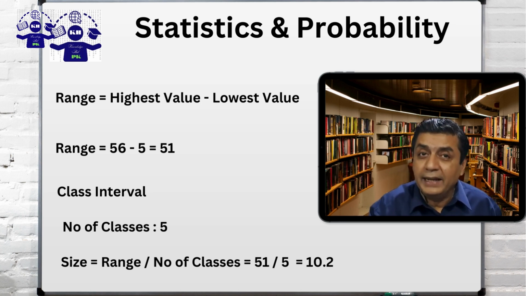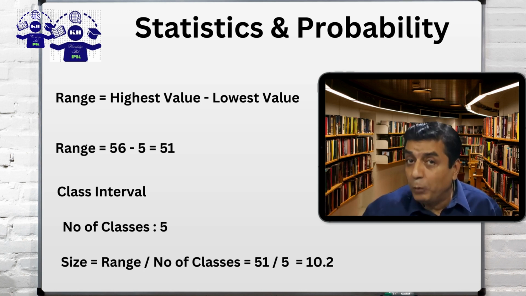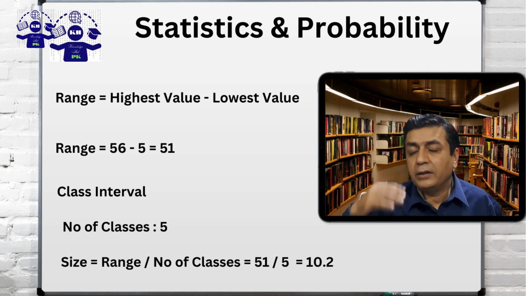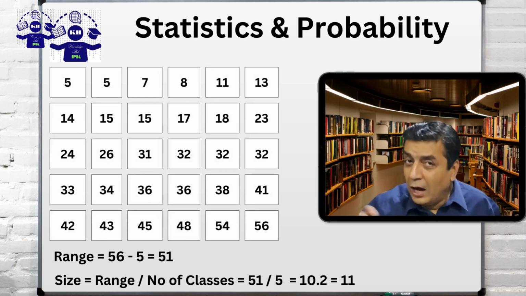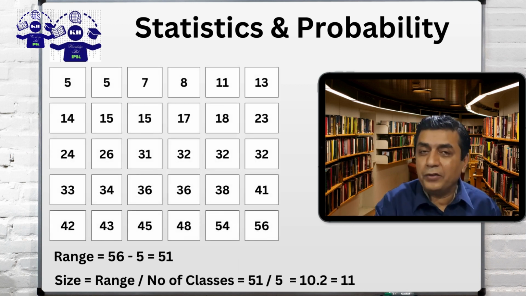Now, after dividing 51 divided by 5, we got 10.2. It means the size of our class interval is going to be 10.2. We are going to round this up, which means that the size of our class interval is going to be 11. Now we will start developing our class intervals.